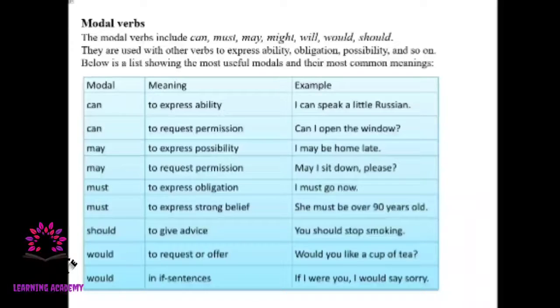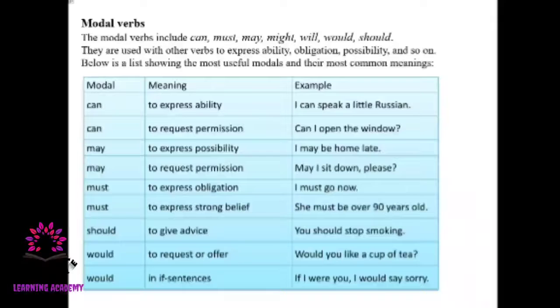Like the word can, you can write in a sentence to ask something or to say something. See, can, you can express ability. I can speak a little Russian. Again, can, it is used to request. Can I open the window? Like that. So modal, you can use it, it's a one word, but you can use it for the negative form or to request or to express. May, to express possibility. I may be home late. Again, may, to request something. May I sit down, please?